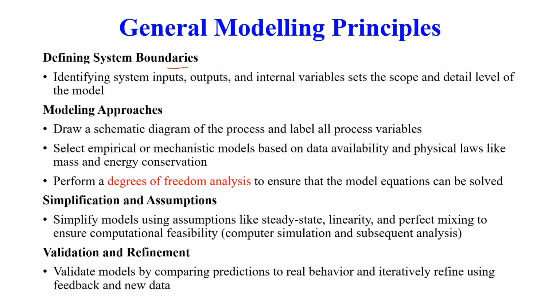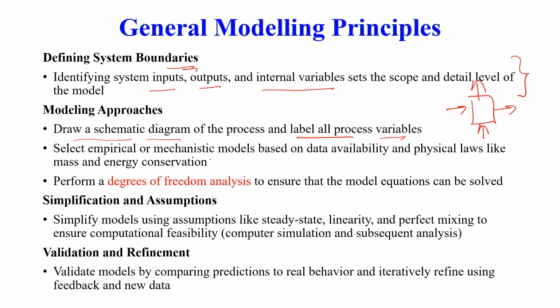First, you need to define the system boundaries. You need to identify the input, output and internal variables, and in addition, for these input, output and internal variables, if any range is there, that also we need to define. Then modeling approaches. Before going ahead, the first is to draw a schematic. You draw a schematic. Here you have an inlet, you may have multiple inlets as well as multiple outlets, and label all process variables.